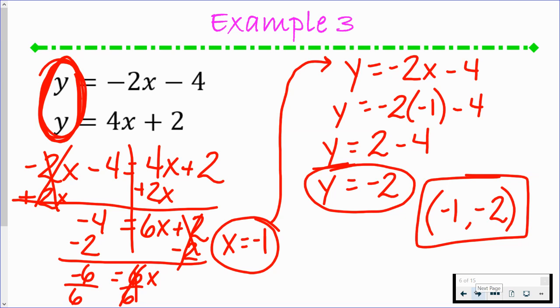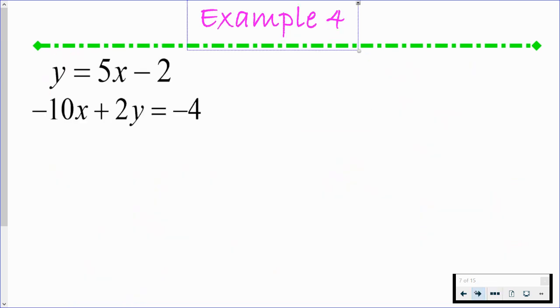Okay. 3 more examples to go through. Okay, example 4.